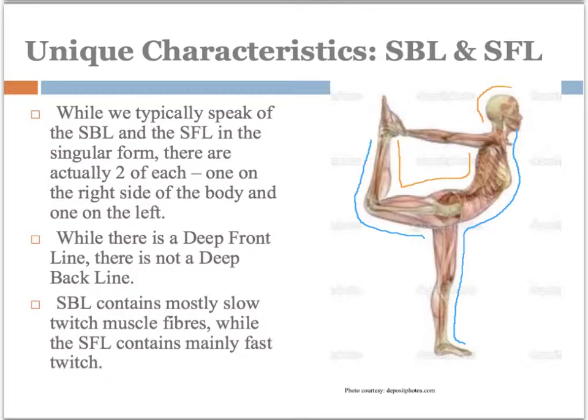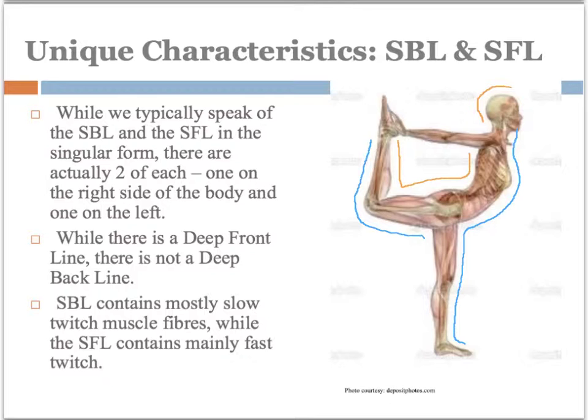So while we typically speak of the superficial back line and superficial front line in the singular form, it's important to remember that there are actually two of each. So we have a superficial back line that runs down the left side of the body as well as the right side, and the same holds true for the superficial front line.